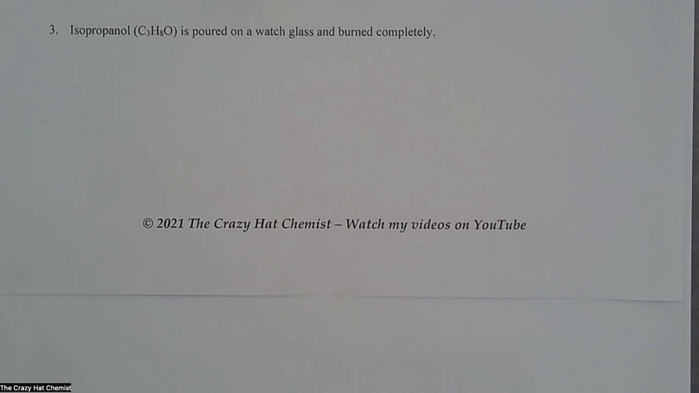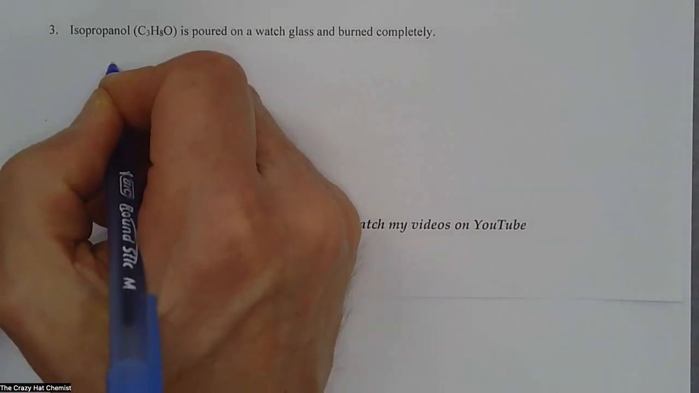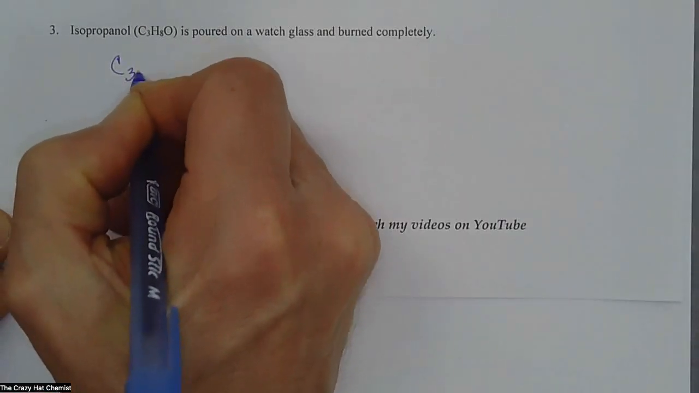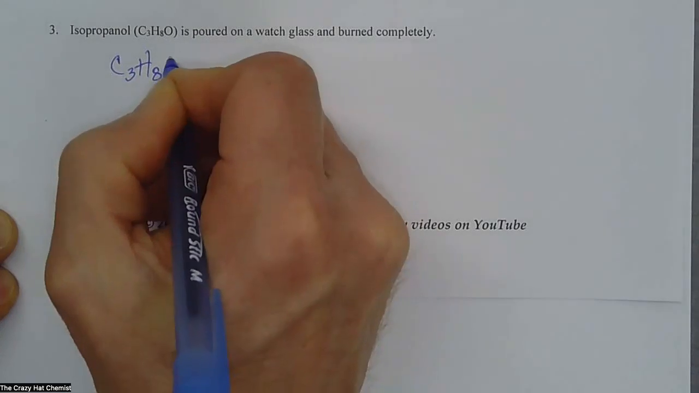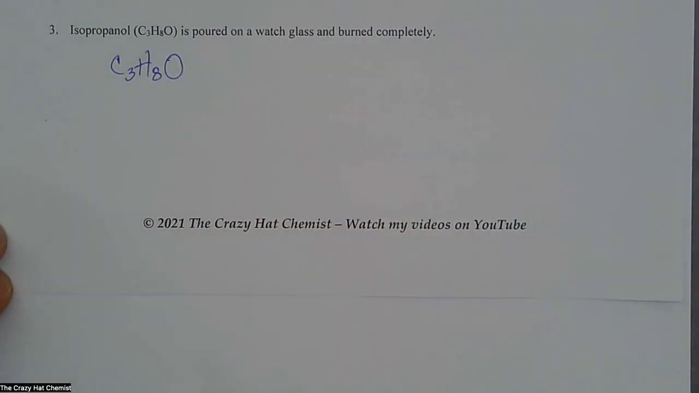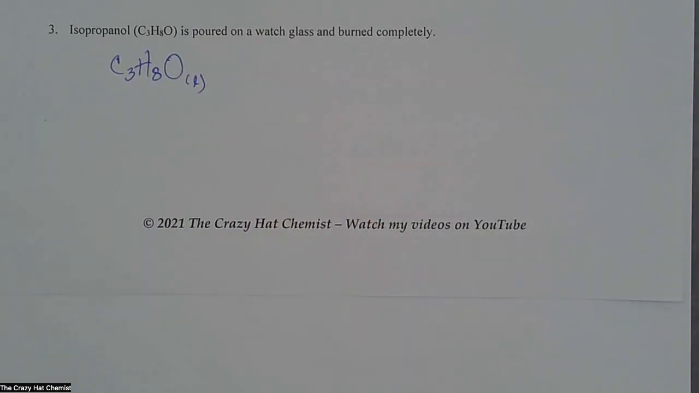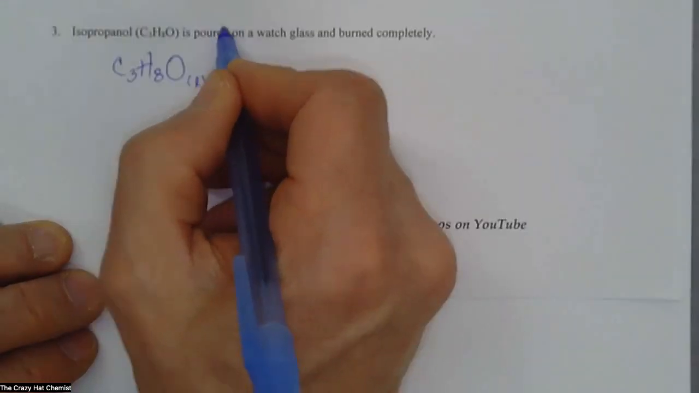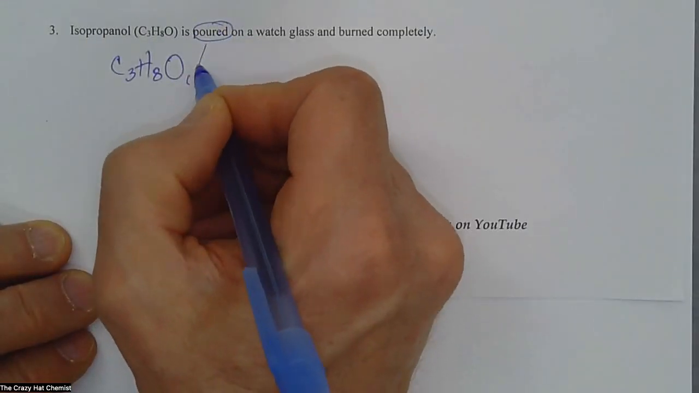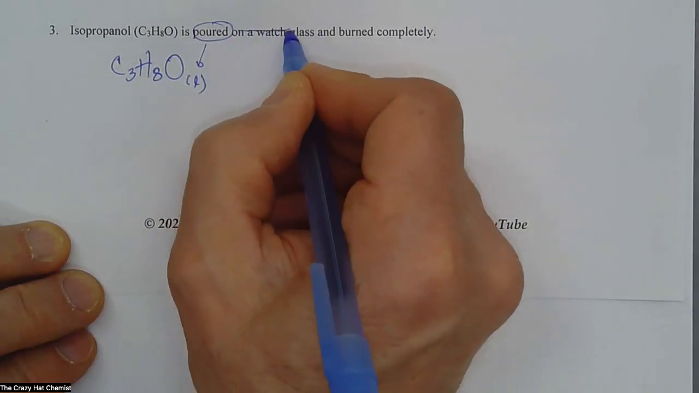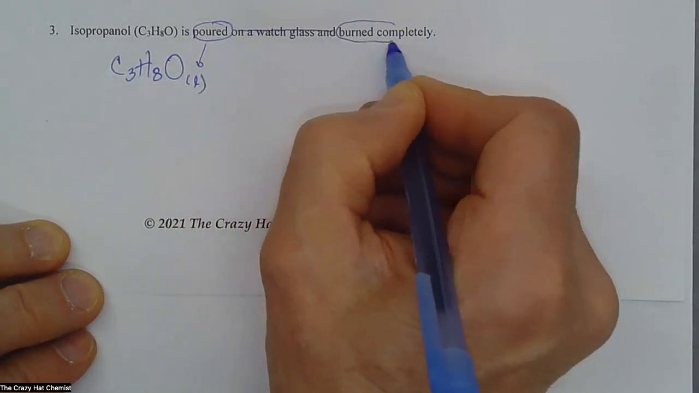And it feels very cool because it has a low boiling point and it's evaporating right off your skin. So it says isopropanol, C3H8O, and it is poured. From those other previous things that I mentioned, you should understand that isopropanol is actually a liquid. This is not following solubility rules of any kind, okay? Is poured. That's hopefully a key to let you know that it is a liquid, on a watch glass, who cares, and is burned completely.